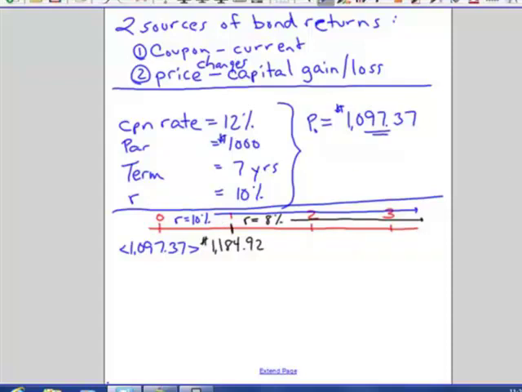So this is what actually occurred. We're not looking at our promised payments here on this timeline, but we pay $1,097.37. 1 year later, the rate changes to 8%, so the price of the bond changes to $1,184.92. What else are we going to receive 1 year later? The coupon of $120. Right. So that gives us a total value there of $1,304.92.